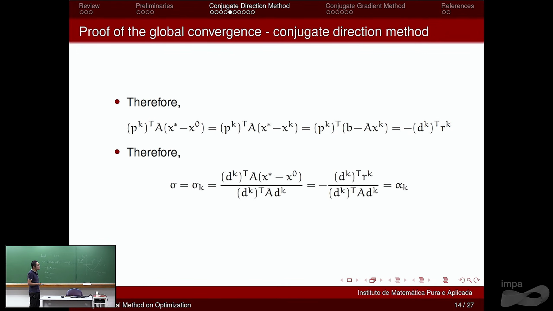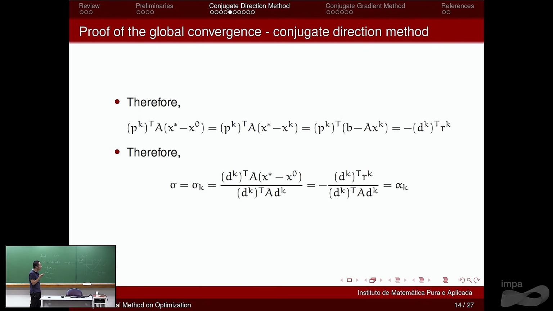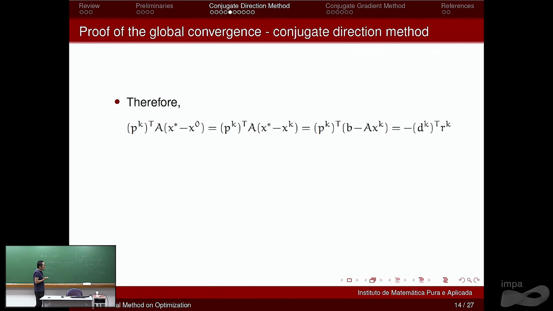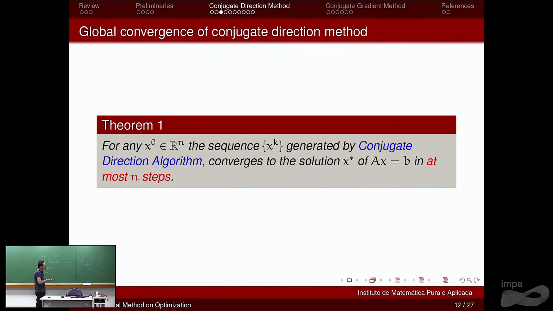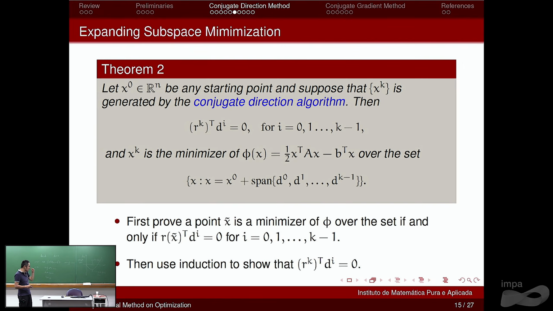Okay, so this is the first property of the conjugate direction method. It converges with finite iterates, at most n steps, where n is the dimension of the problem. So we go to the next property of the conjugate direction method.